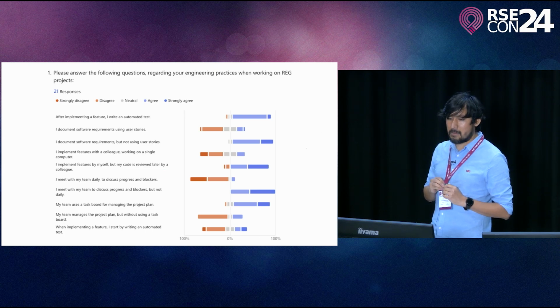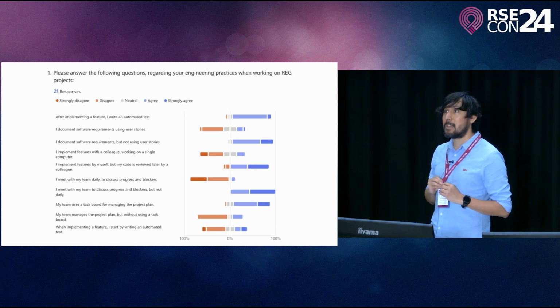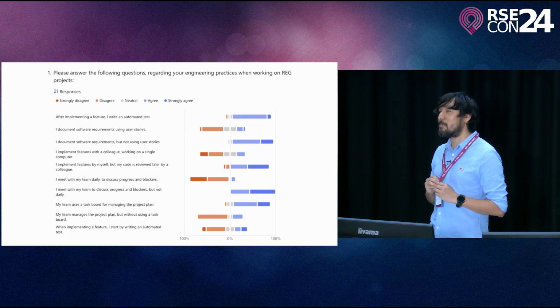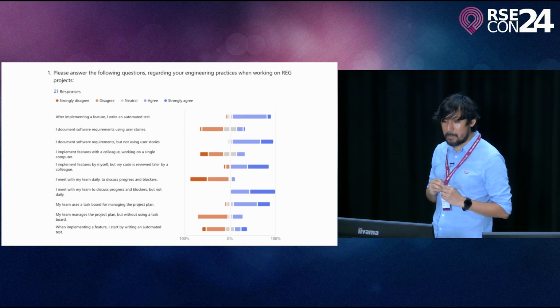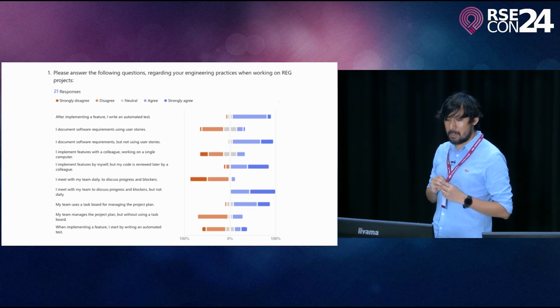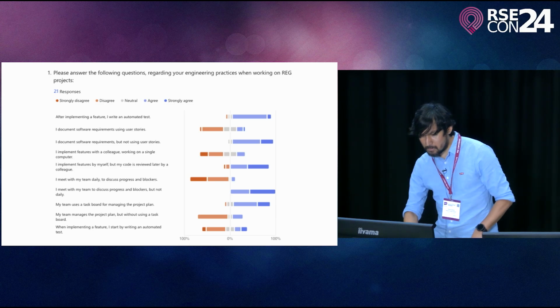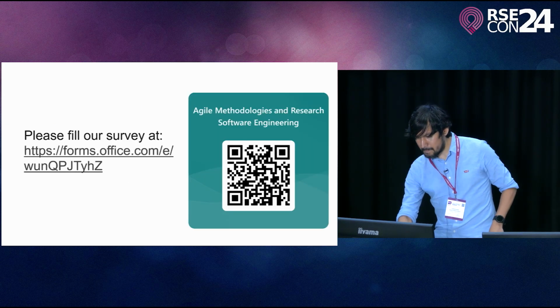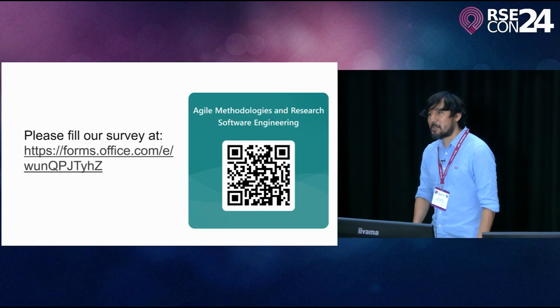Yeah, daily scrums are really unpopular, at least in Reg, we don't do them. More people meet once per week. We really embrace task boards. We use the GitHub version, a lot of them, and it's the main way of managing our projects. Do I have time? I do have time. Well, to finish, so that's Reg.